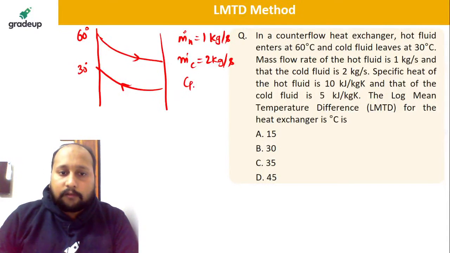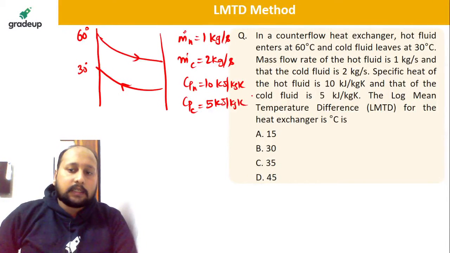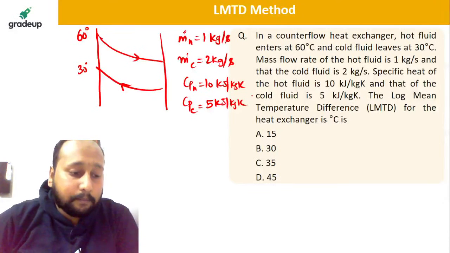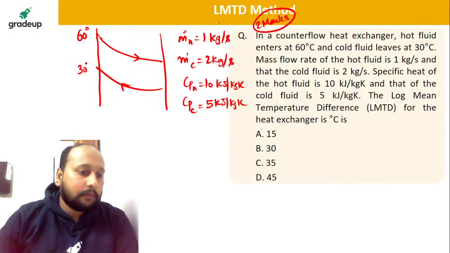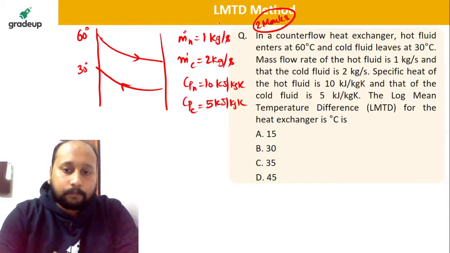Specific heat of hot fluid is equal to 10 kilojoule per kg Kelvin and specific heat of cold fluid is equal to 5 kilojoule per kg Kelvin. The question is, you have to calculate log mean temperature. You won't believe this question was of 2 marks in the GATE examination. Let's see how many of you are able to answer this.